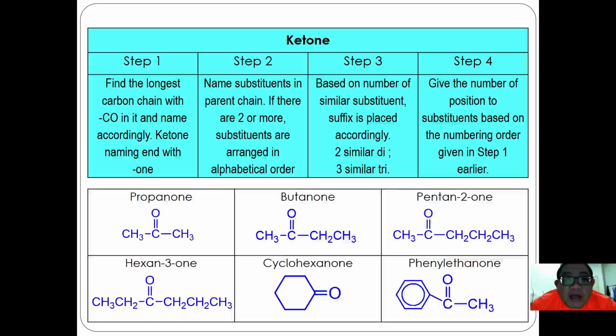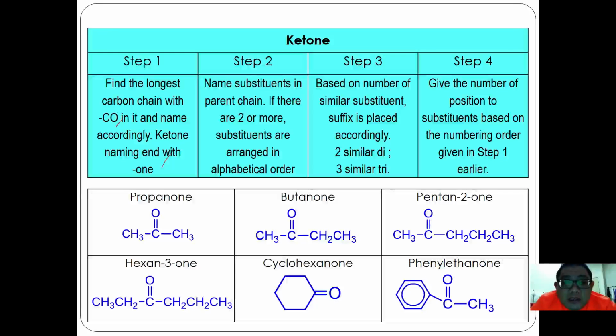Okay, as for ketones, it is more or less the same. Find the longest carbon chain with a C double bond O in it and name accordingly. For ketones, we use the ending -one. Name the substituents in the parent chain, and if there are two or more substituents, arrange them in alphabetical order. Based on the number of substituents, two similar is di, three similar is tri, and finally give the position number of the substituents in the parent chain.